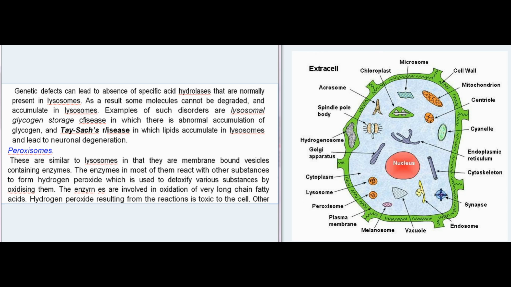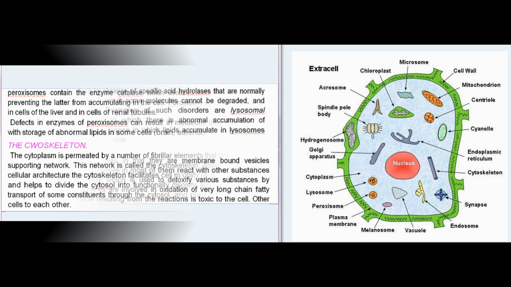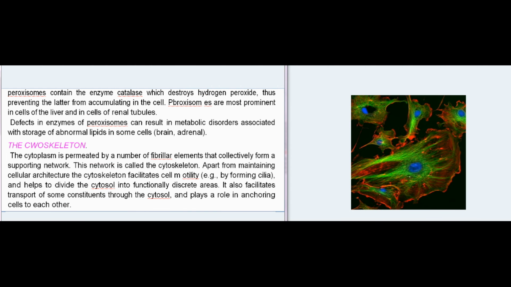Peroxisomes. These are similar to lysosomes in that they are membrane-bound vesicles containing enzymes. The enzymes in most of them react with other substances to form hydrogen peroxide, which is used to detoxify various substances by oxidizing them. The enzymes are involved in oxidation of very long-chain fatty acids. Hydrogen peroxide resulting from the reactions is toxic to the cell. Other peroxisomes contain the enzyme catalase, which destroys hydrogen peroxide, thus preventing the latter from accumulating in the cell.